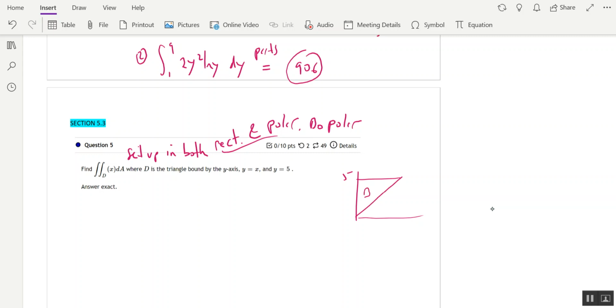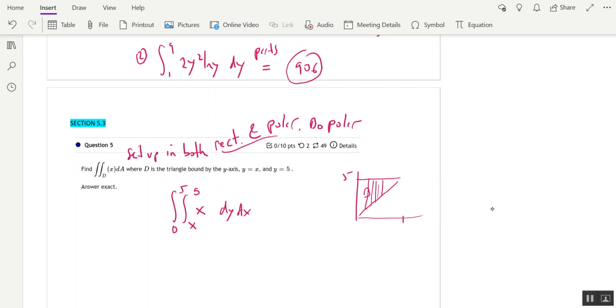All right, so I'm going to set this up as a dy dx, but then I'm going to switch to polar anyway. So we want the double integral of x dy dx. y goes from, the bottom curve is x, the top curve is 5, and x goes, you're going to have those vertical lines for x going 0 to 5.